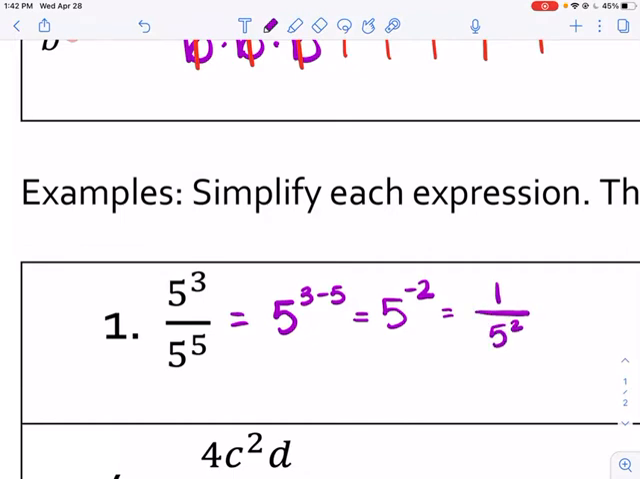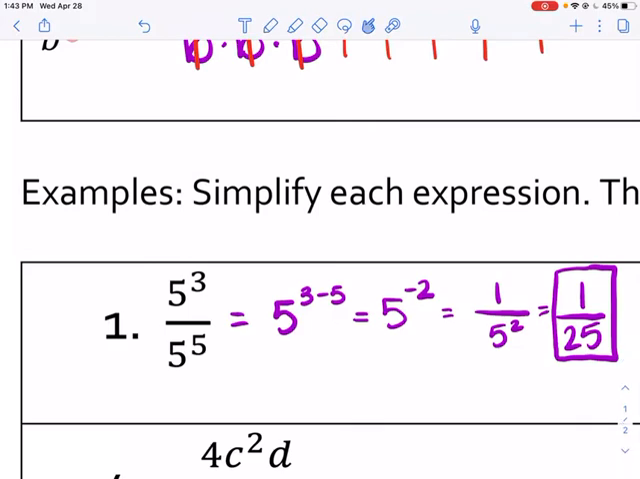So this is like 1 over 5 squared. And because this is a number, we should simplify. I know that 5 squared is 5 times 5, which equals 25, which gives me 1 over 25 as my final answer. Now, that can be a little tedious to do for a lot of different numbers.